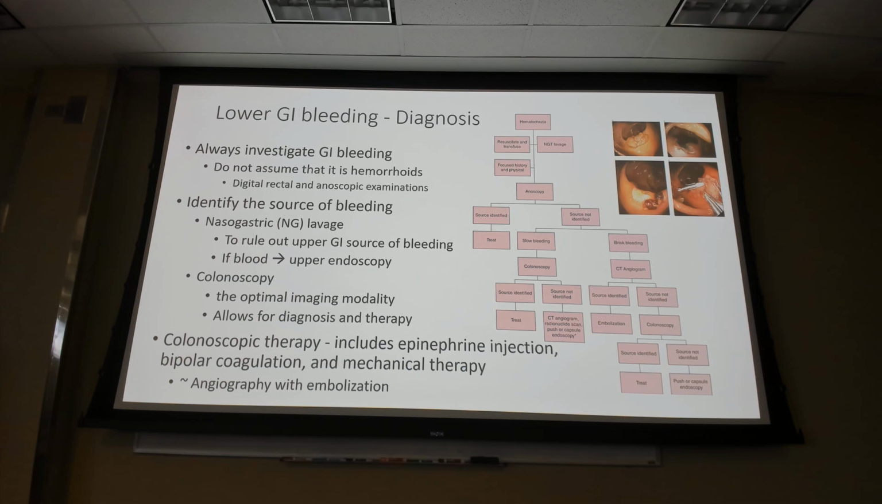If you have an anoscope, great, we can use an anoscope. A lot of times we don't have them readily available. But if we're suspecting that this could be from an upper GI source, a lot of times we'll do an NG tube lavage, just looking for any sort of clots or any upper GI bleeding. And that can help guide us on whether we think they need some sort of endoscopy versus a colonoscopy.